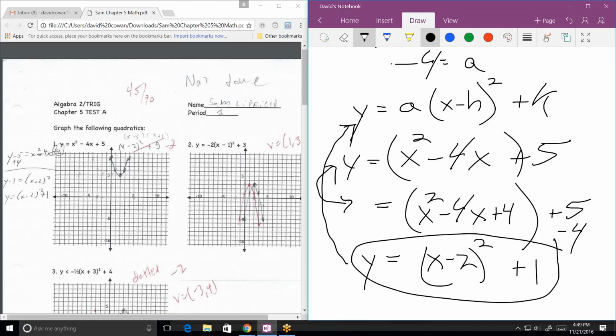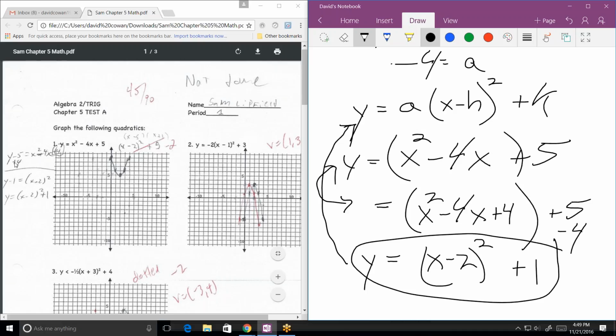In other words, I'm going to start at the vertex, which is 2, 1, not 2, 5, but 2, 1. And then I just can pick any other value for x, figure out what y is, plot it, use the process of symmetry like you've done here. You did everything right here except one thing, and that was you forgot to counterbalance that plus 5 with the plus 4 you added in order to complete the square.